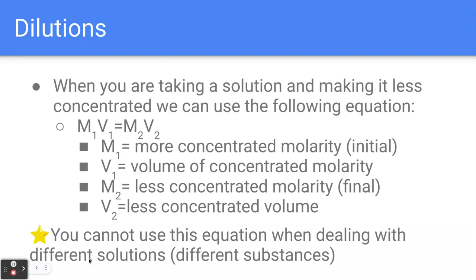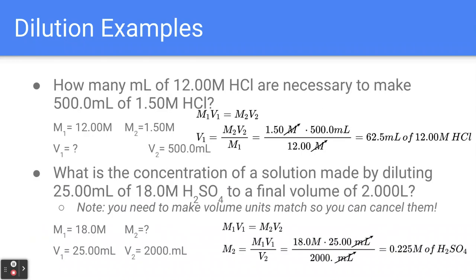So when we are taking a solution and making it less concentrated, we're going to use the following equation: M1V1 equals M2V2. M1 is the more concentrated molarity, your initial molarity. V1 is the volume of that concentrated solution. M2 is the less concentrated molarity, your final molarity, and V2 is your less concentrated volume. Now, you cannot use this equation when dealing with different solutions or different substances. The only time you can use M1V1 equals M2V2 is if you're dealing with the same substance and you're just making it less concentrated.